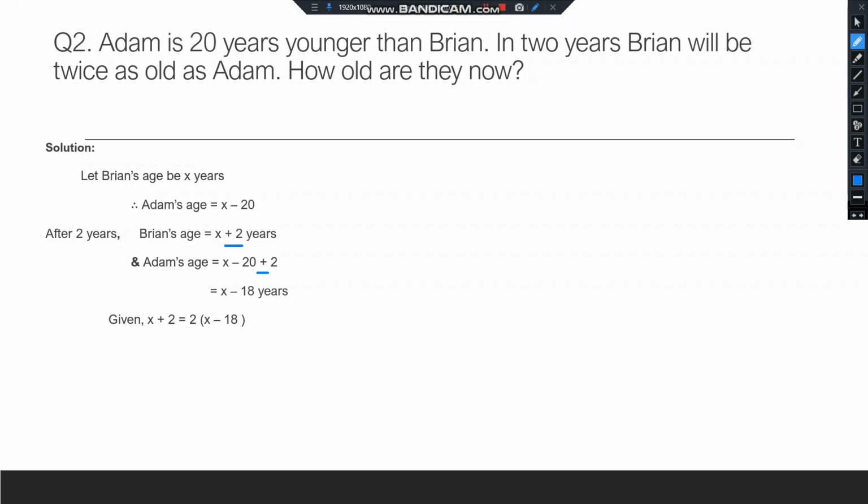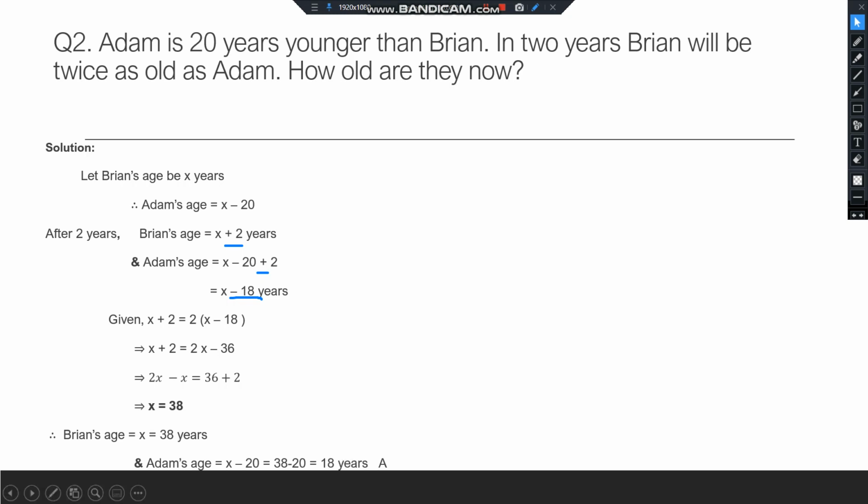When we simplify here, we get minus 20 plus 2 as minus 18. So that is how we get x minus 18. Now x plus 2 equal to twice x minus 36, and if we simplify this equation, we get 2x minus x equal to 36 plus 2, and then x as 38. And when we put x as 38, Brian's age is 38 years and Adam's age is 38 minus 20, that is 18 years. So 38 and 18 years are the ages of the two.